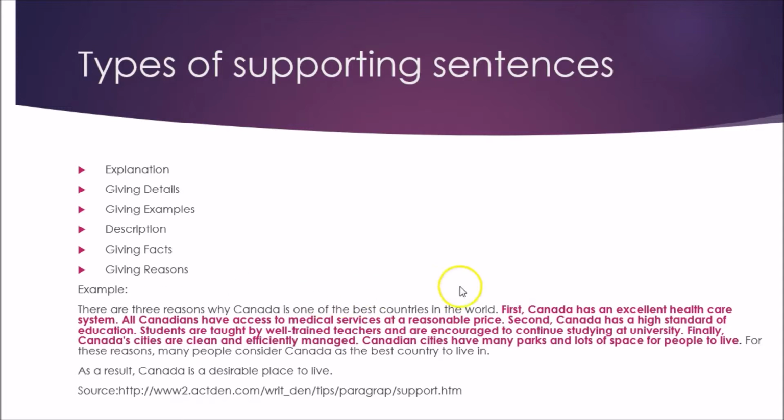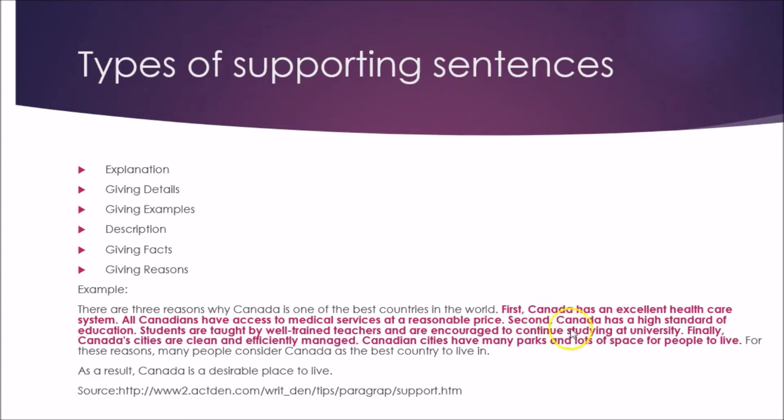Okay, so it's something like the general idea. So Canada has an excellent healthcare system. How? What kind of healthcare system? Okay, well, the explanation will follow. All Canadians have access to medical services at a reasonable price. So this sentence explained the supporting detail. The first one, the first supporting detail.